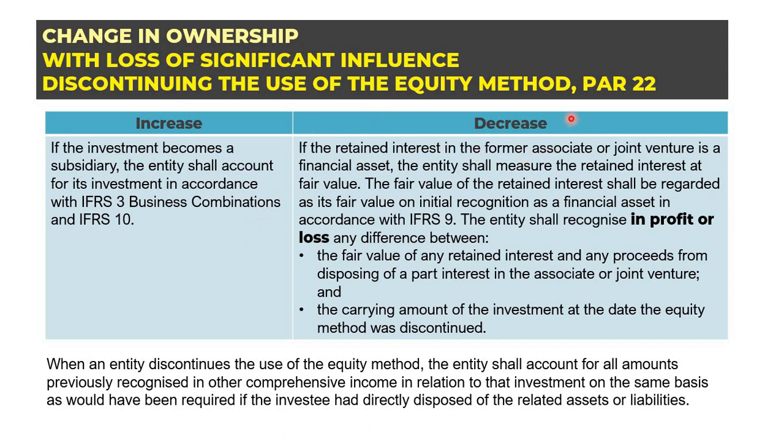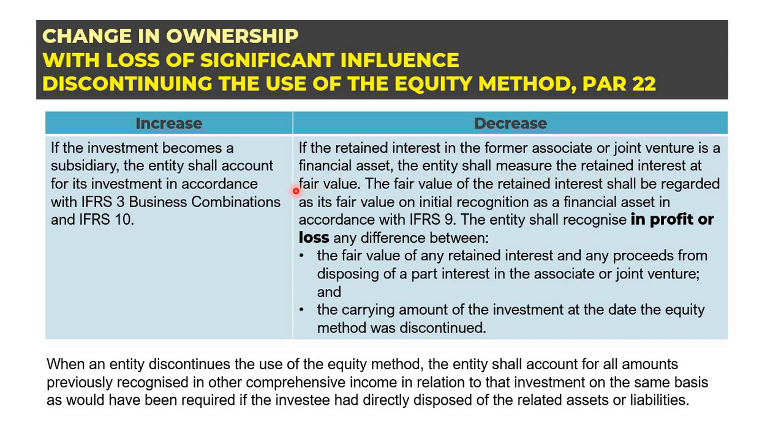So, of course, when there is a decrease and you lose significant influence, you should also discontinue the application of the equity method. Then, when you lose your significant influence, your concern here is how you will account for the remaining investment. That is what we call the retained interest. It is the remaining instrument that you still own as a result of that change in ownership. That is all that is left. So, if the retained interest in the former associate or joint venture is a financial asset, the entity shall measure the retained interest at fair value.